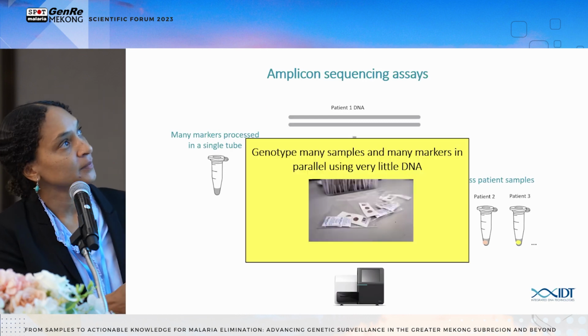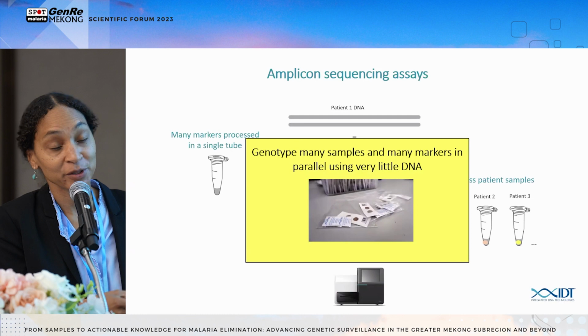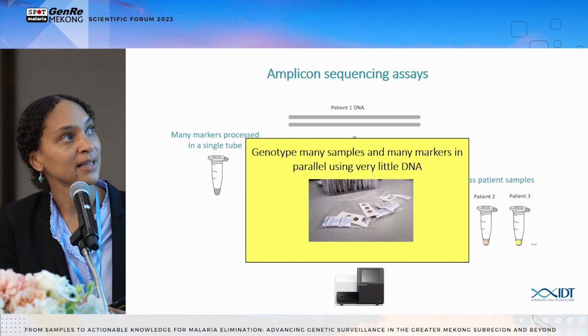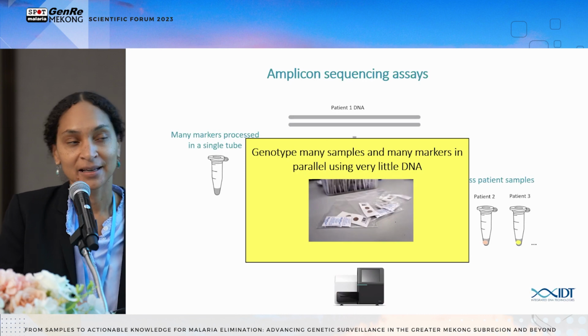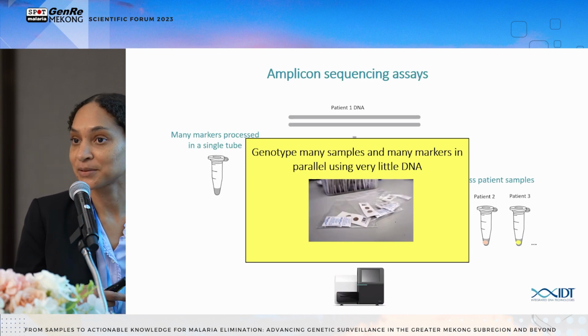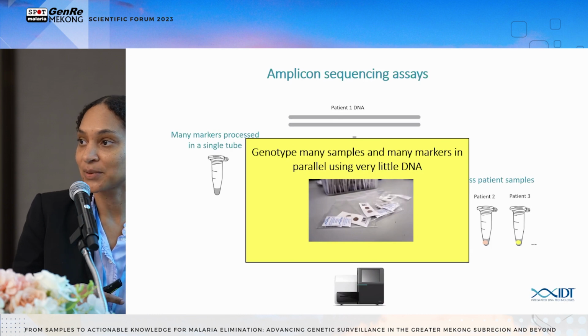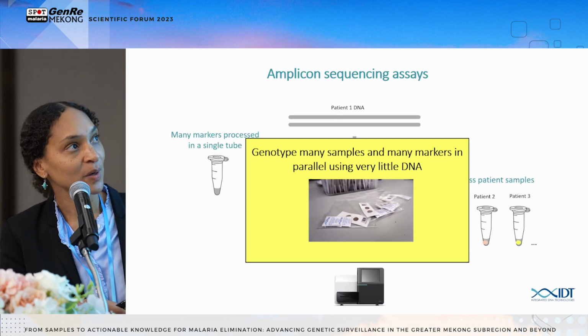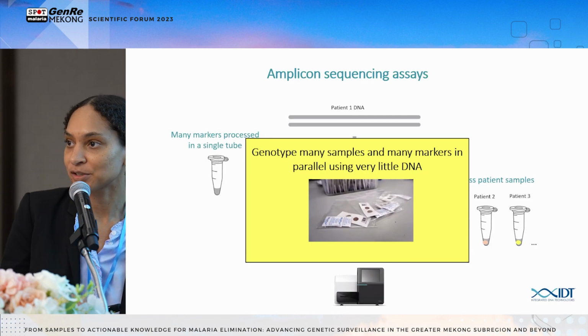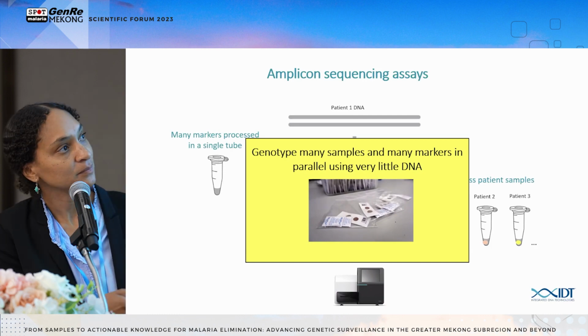And we can do that for several hundred patients, pool all of this together and sequence them in one go. So I was going to say actually that the beauty of this is that we can genotype many samples, many markers in parallel using very little DNA. And so that's great for high throughput. But actually this morning we've also talked about what happens when you do want to go to a lower throughput. So I might mention that we should also consider that there might be other platforms that we could use to scale down.